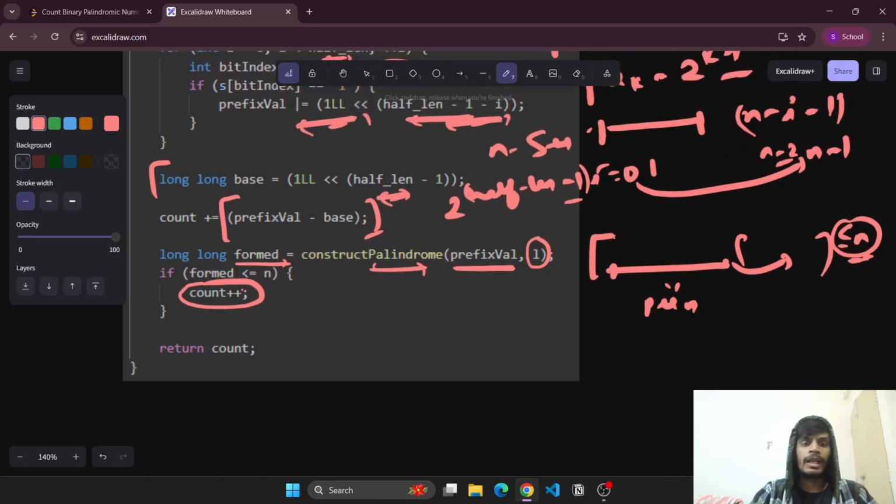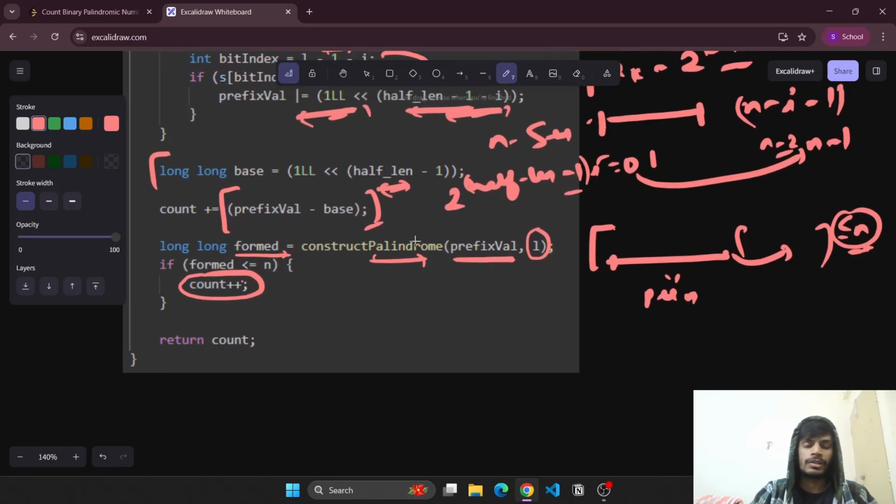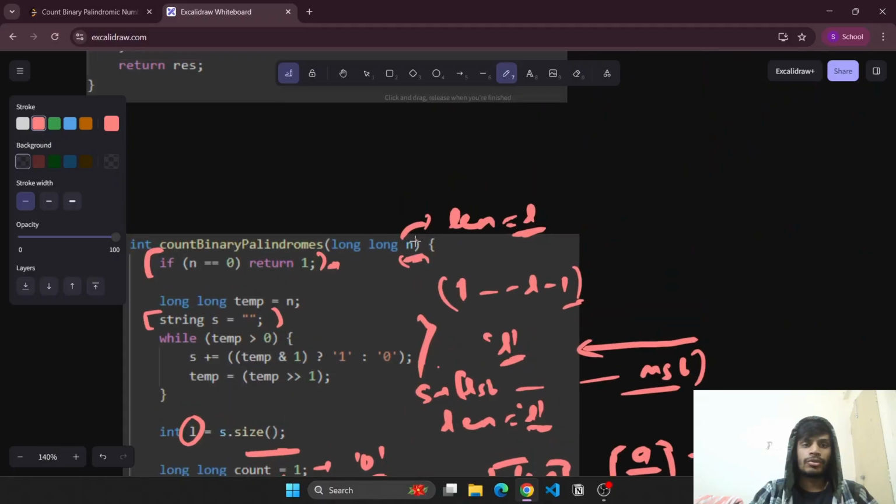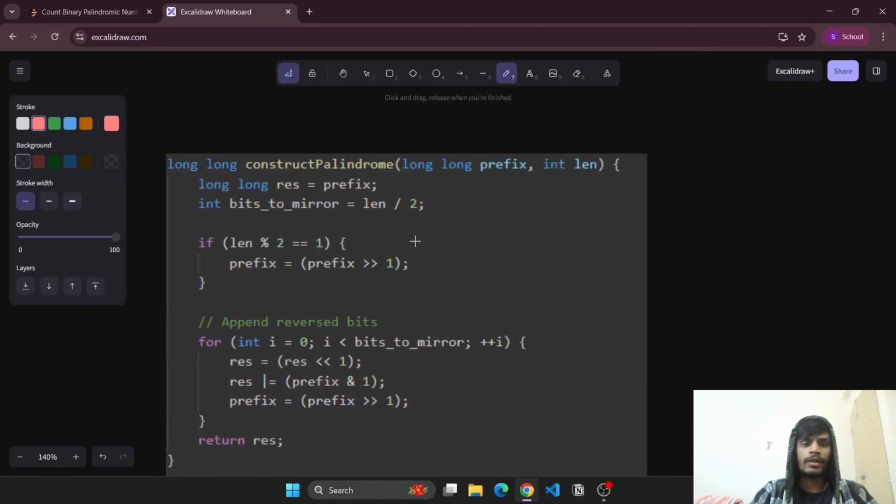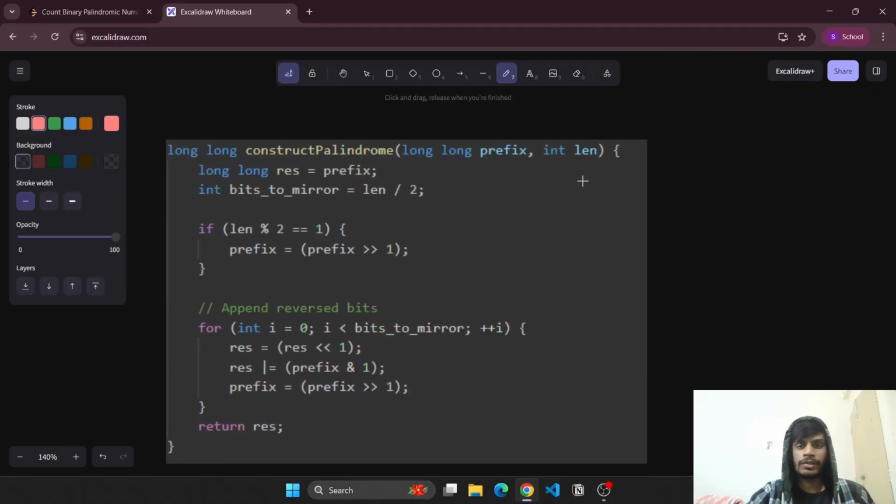Now how do we construct this palindrome? So let's see the construct palindrome function. So we have the result initially as prefix. Okay, initially we have the result as prefix only, and now we have length by 2 bits to mirror. Okay, we are already given the entire length, and these many bits we have to mirror. And now if it is odd, it is simply length plus 1 by 2.